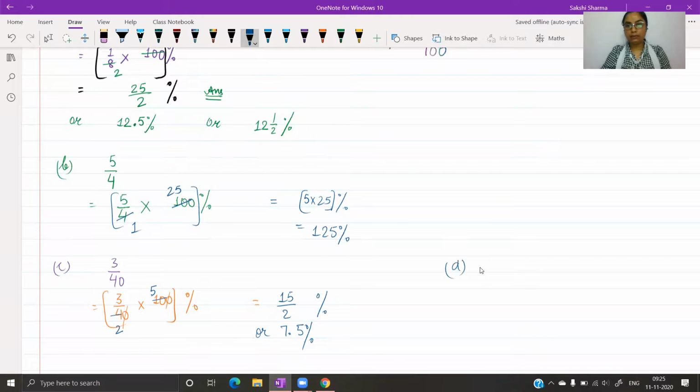And then we have D part, which is 2/7. This can be written as 2/7 into 100%. Work with your numbers. Now, there is no cutting possible here. So I'm simply going to give the answer as 200/7%.